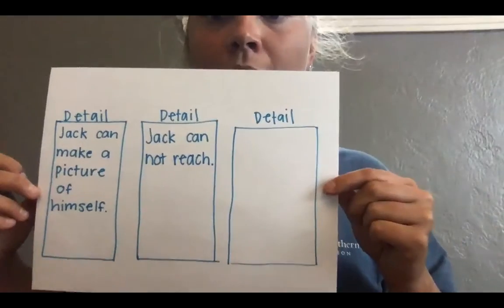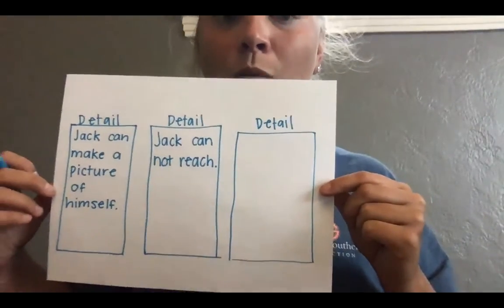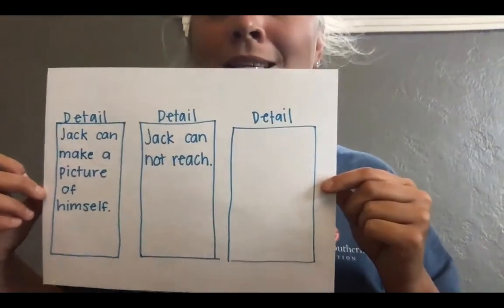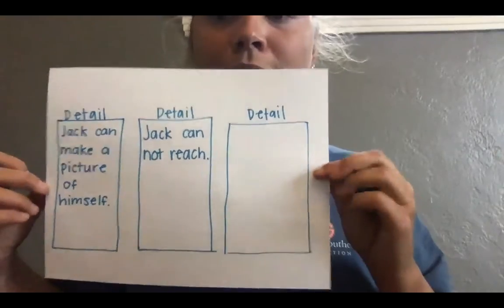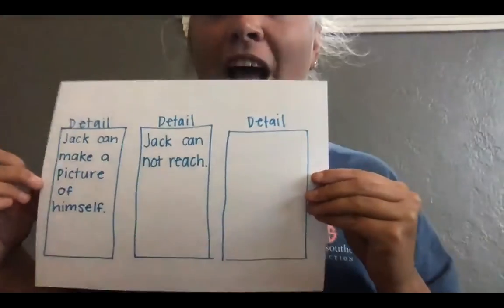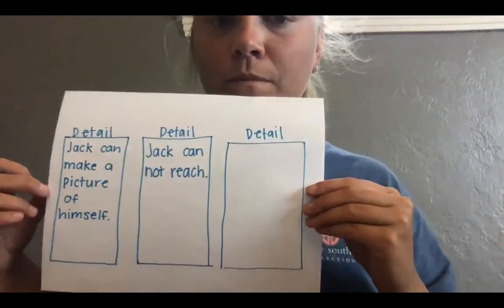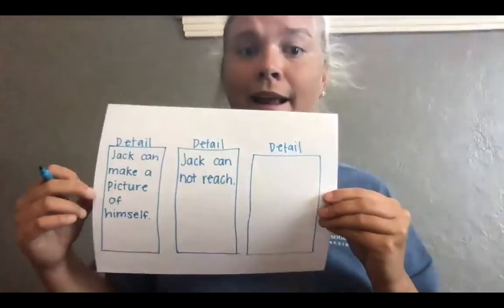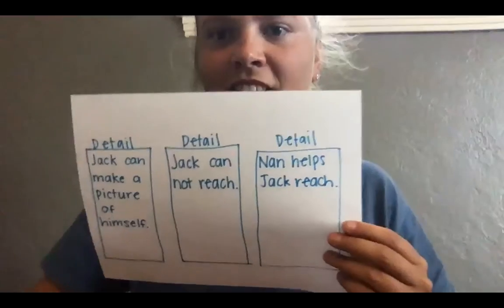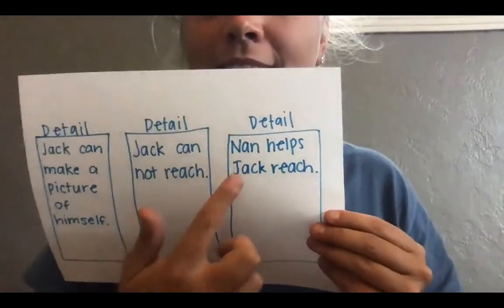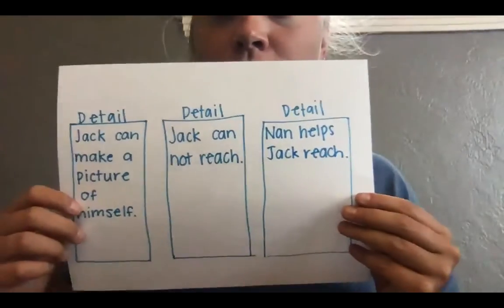Alrighty, first grade. Now we're on to the last one, and we need to figure out what was the last key detail. What happened to help Jack reach? What's something that happened? Who helped him? Yeah, Nan helps Jack reach. So I'm going to go ahead and write that. All right, so my last one says, Nan helps Jack reach.